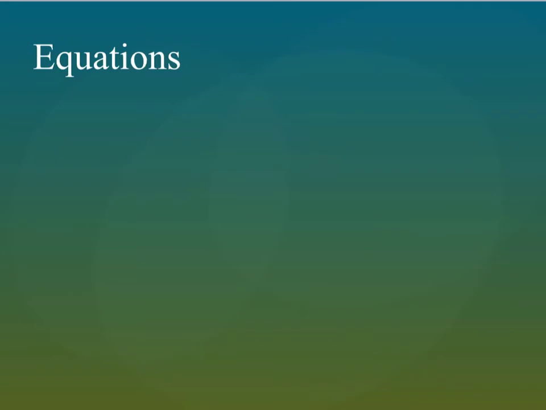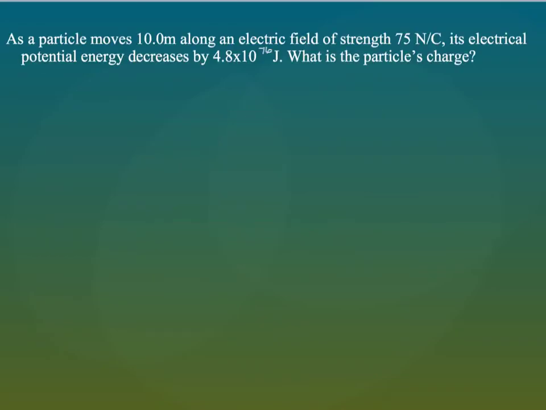We need to pause here and remember our two equations that we just learned. The first equation is potential energy: our electric potential energy equals negative QED. Our second equation, for potential difference, is delta V equals negative ED. Looking at our first example, let's read it.